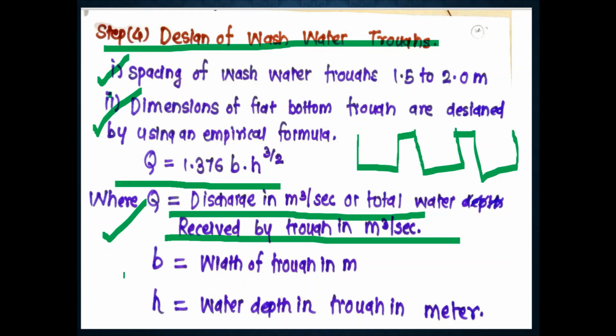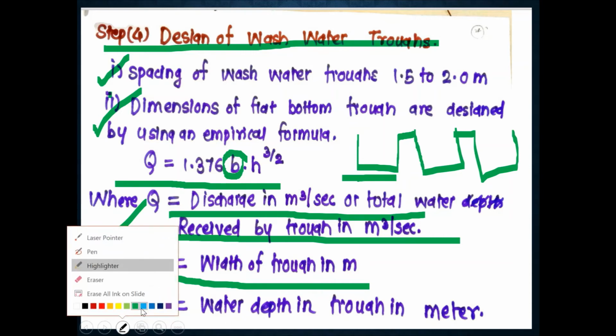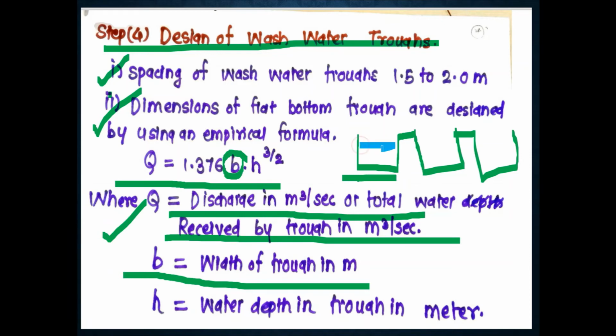Then small b is the width of the trough in meter. The formula is Q is equal to 1.376 B into H raised to 3 by 2. B is the width of the trough in meter, and H is the height or depth of the water in the trough in meter, that is this value H.